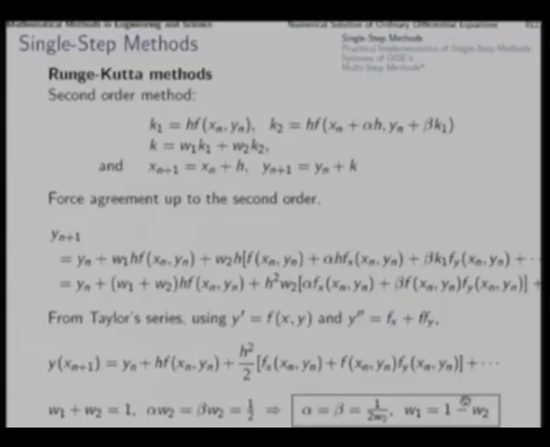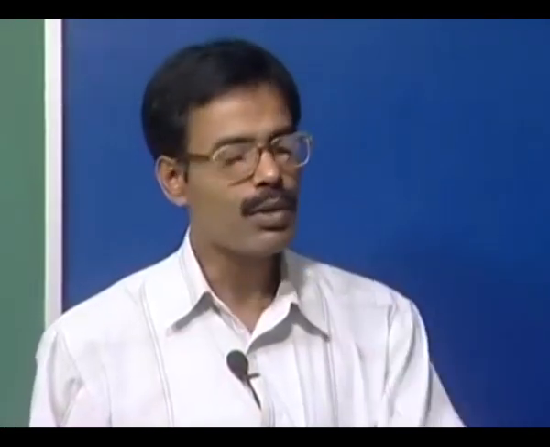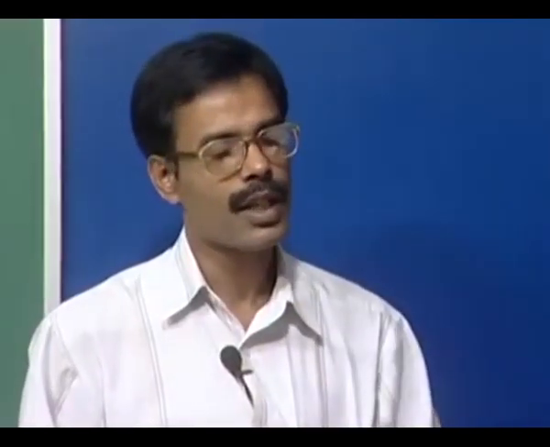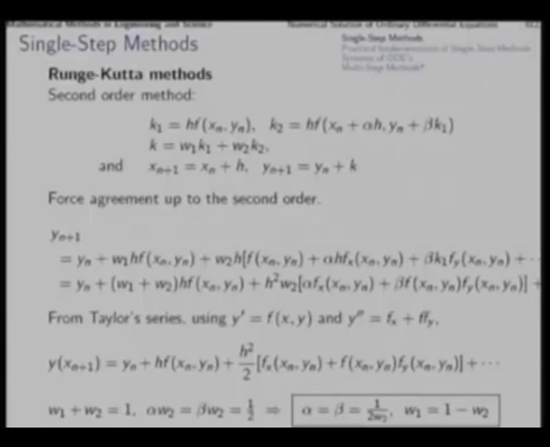Now, depending upon which value of W2 you select, you may get slightly varying second order Runge-Kutta methods. It is a family of methods. Now, if you take W2 equal to half, and that will mean that alpha beta will turn out to be 1, then you get what we just now discussed, that is improved Euler's method.